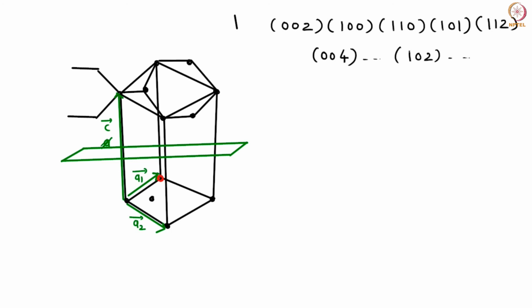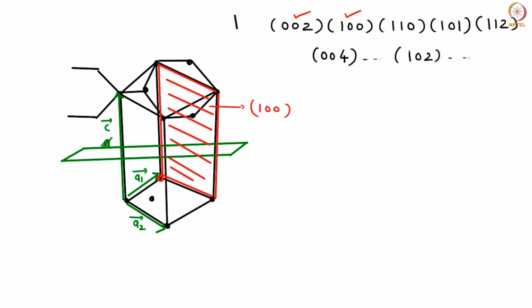That is not very difficult. First of all, let's draw a line parallel to A2 and also draw a line parallel to C. Now this is our plane, right? This is an easy one. So this is basically your 100 plane. Okay, so now let us try to draw the 110 plane.